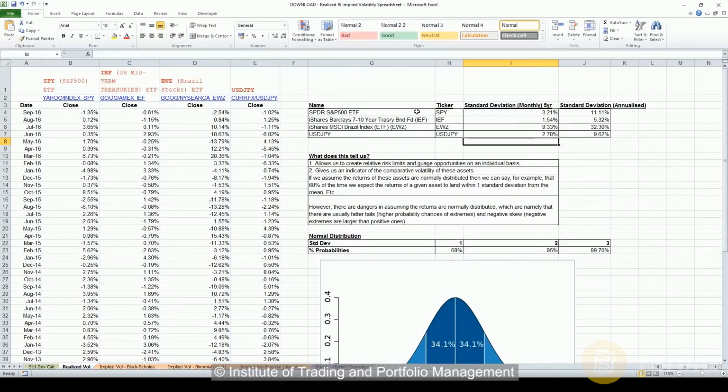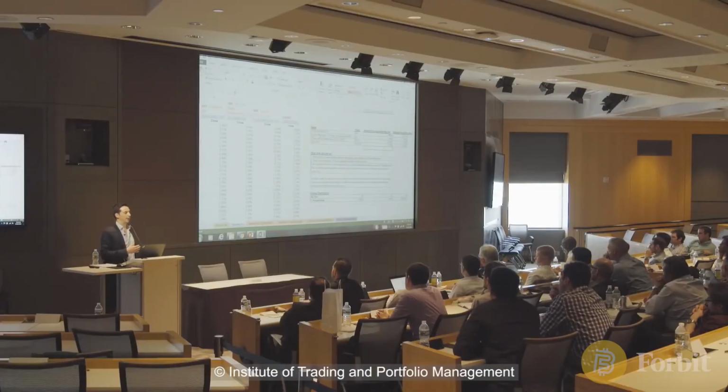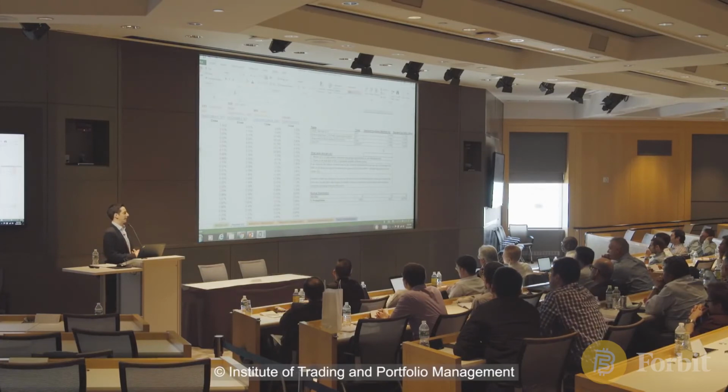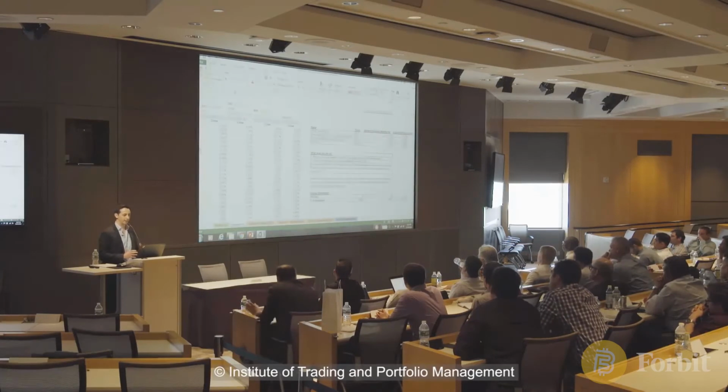And what I've done to the side there is adjusted those monthly standard deviation values into an annualized value, just because that's basically convention in the industry, and it also allows us to compare that to implied volatility values, which come out as an annualized standard deviation. So what do these numbers actually tell us? So number one, think about it in terms of what we've already discussed in the presentation so far, both on an individual and a comparative basis. Think about it in terms of setting risk limits, okay?